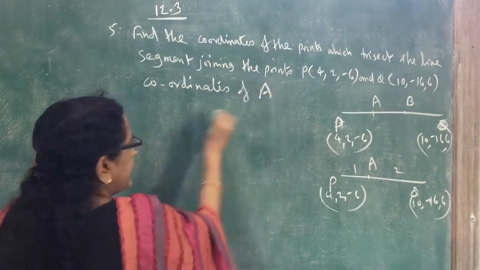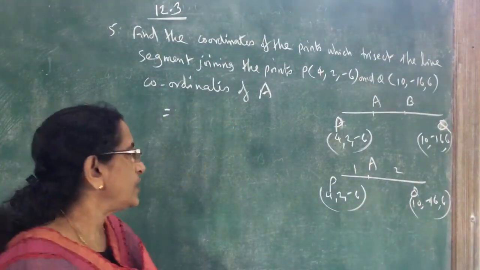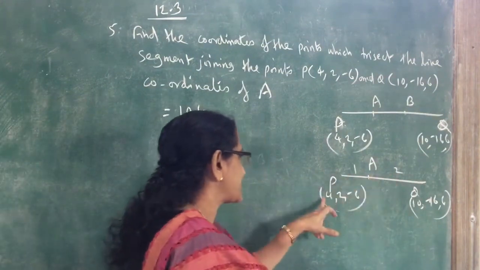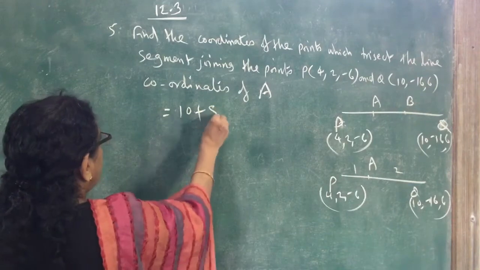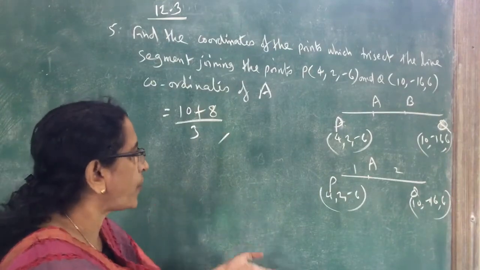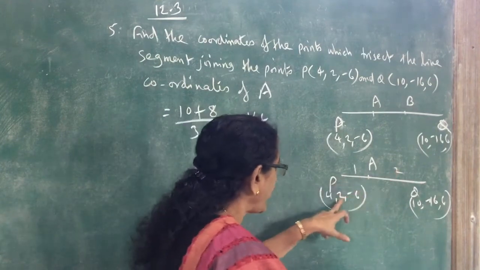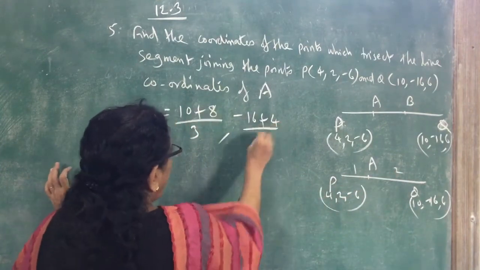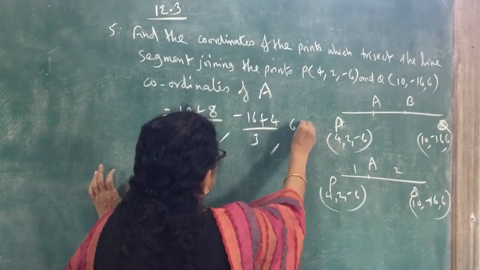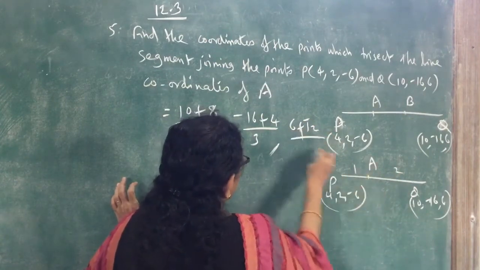Coordinates of A equal to, first write the x coordinate. A divides PQ in the ratio 1:2. So 1 into 10, plus 2 into 4, that is 8, divided by 1 plus 2, that is 3. Now the y coordinate: 1 into -16 plus 2 into 2, that is 4, divided by 1 plus 2, that is 3. Then the z coordinate: 1 into 6, that is 6, plus 2 into -6, that is -12, divided by 1 plus 2, that is 3.